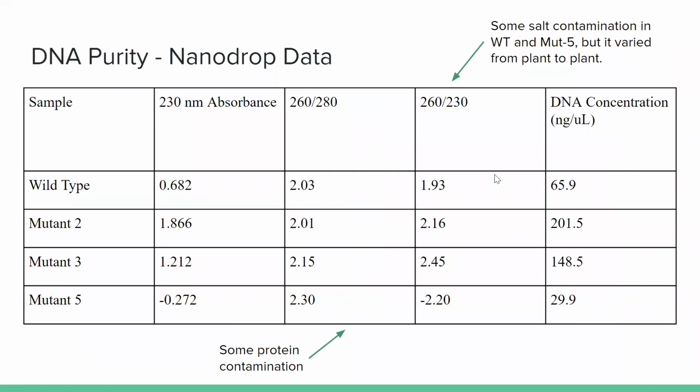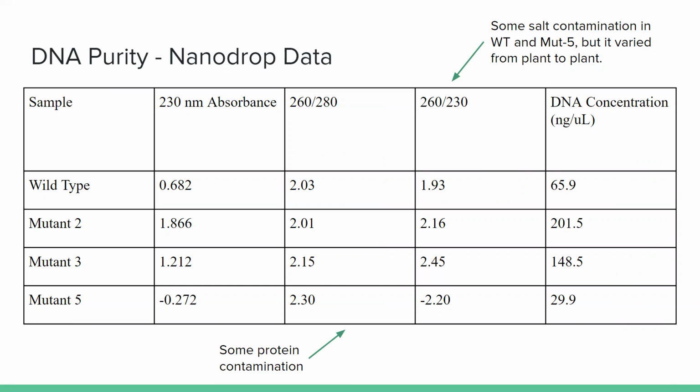We then used the nanodrop to determine the DNA's purity and also the concentration of the DNA that we extracted. Our 260 over 280 absorbance value showed that there was some protein contamination, given that the ideal range would be between 1.5 and 2, and all of our values were slightly above this.